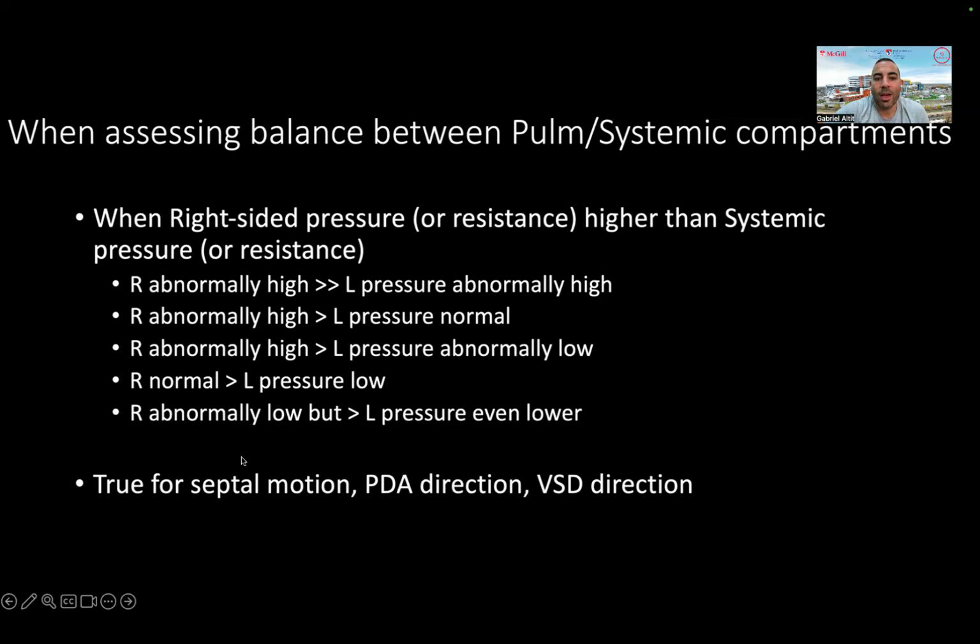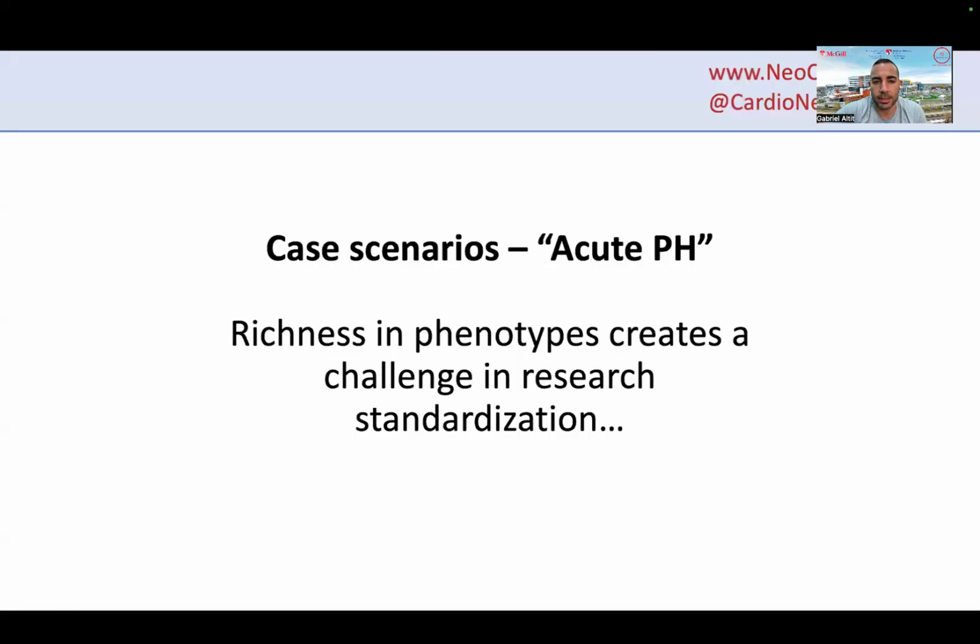And finally, you can have very low pressure everywhere with the right-sided abnormally low but higher than the left-sided. That's quite rare. It's typically when you get extremely severe pulmonary vasodilation and systemic vasodilation in the context of sepsis, and these patients often have severe pulmonary edema as well. And this is true for anywhere that you're going to try to assess the ratio between the pulmonary and systemic compartments. So let's talk about a few cases that may exemplify the richness in phenotypes that creates a challenge sometimes in some of the research standardization that we attempt to do.